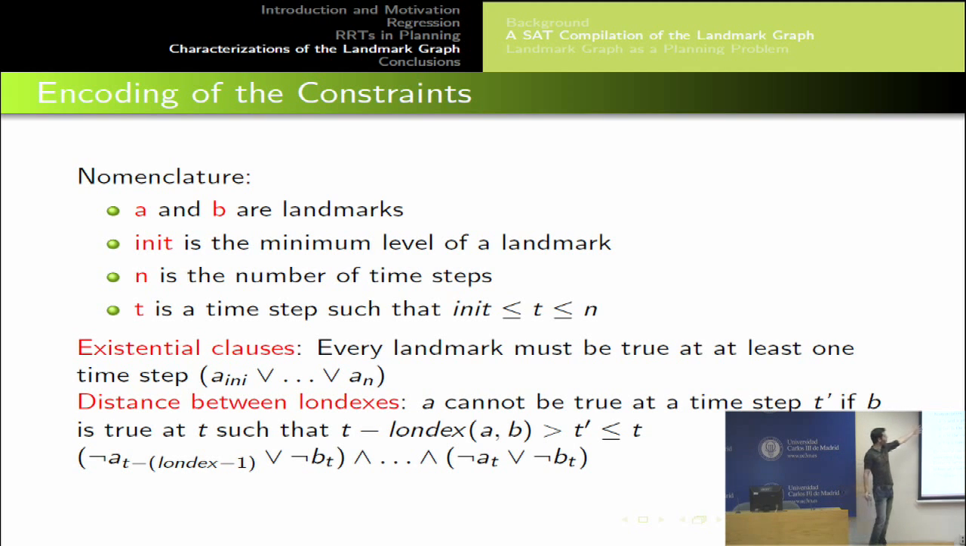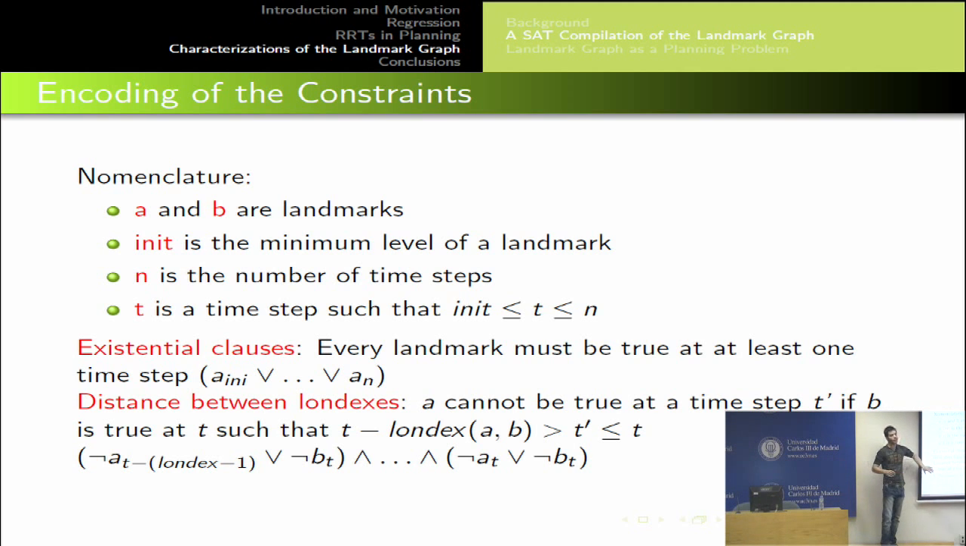So A and B are landmarks in these clauses. Init is the first level at which a landmark can be achieved, which corresponds to its H max value. And n is the number of time steps, the horizon. And T is the time step at which we are generating the clause, right? So there are several clauses, existential clauses. All the landmarks must be achieved at some time in a given problem. So these are straightforward, right?